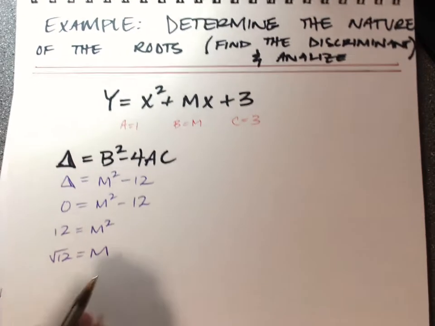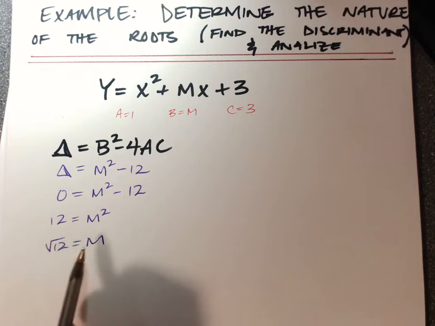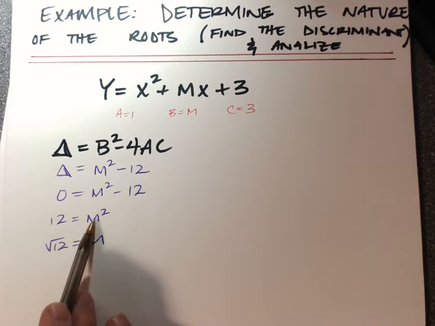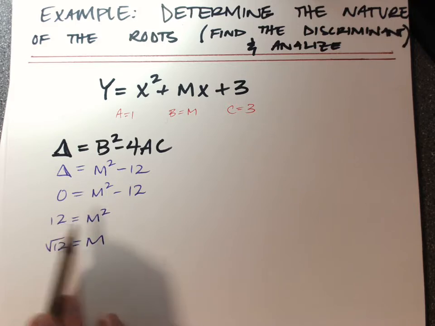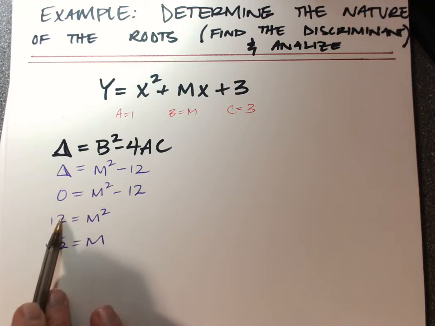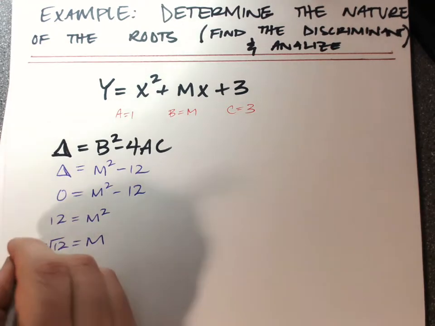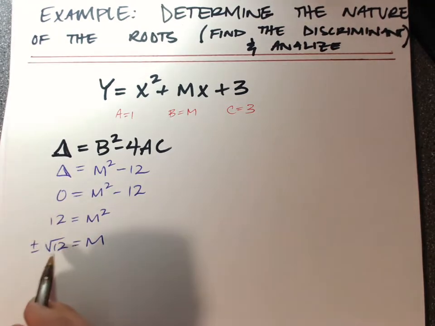And if you do it on a calculator, this is probably what you'll get here. Square root of 12 as m. However, there's another answer, and that is because if you take a positive number and square it, you could make 12. If you take a negative number and square it, you could get 12 also. To accommodate that, we put a plus or minus in front of that.